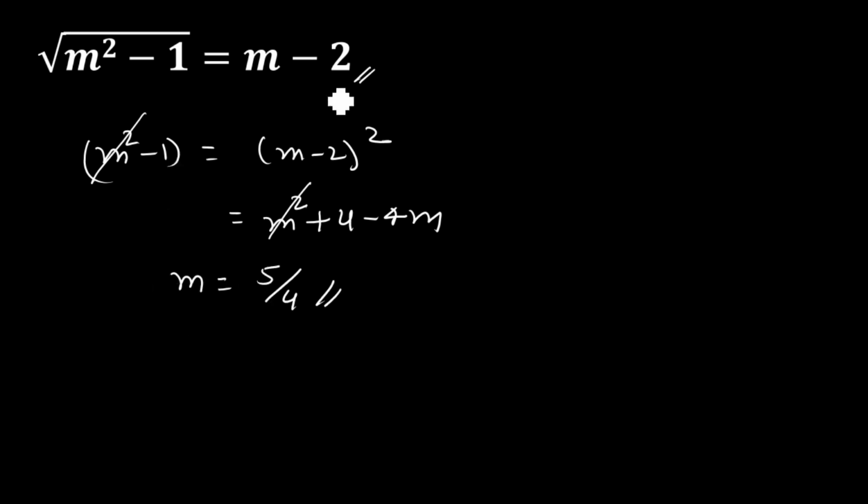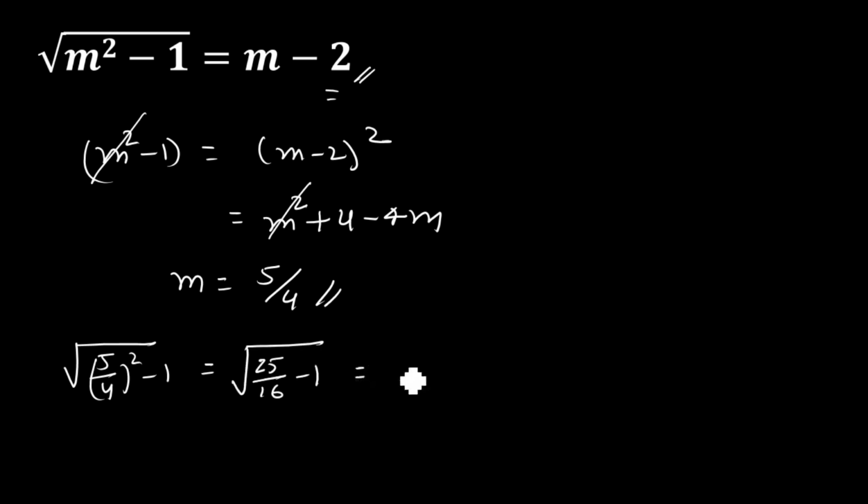Let's check with the basic equation. Will it satisfy or not? If we take the left side, it becomes the square root of 5 by 4 whole square minus 1, equal to 25 by 16 minus 1, equal to 25 minus 16 is 9 by 16. That, under the square root, will be 3 by 4. So this is the left hand side.